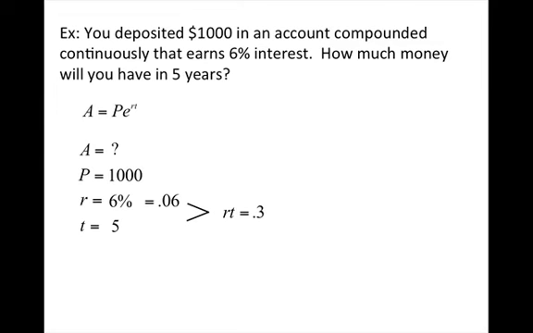Now go to your formula, A equals P, which is 1,000, e, which is the button on your calculator, and your RT was the 0.3. When we enter these into our calculator, we're going to enter the exponent first. We're going to find e to the 0.3 power. Then we're going to multiply that by 1,000.